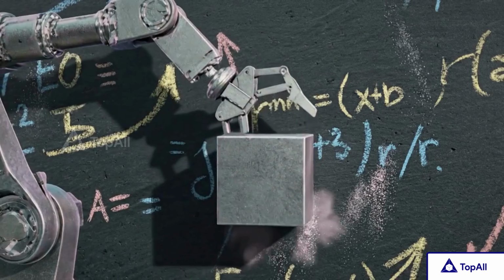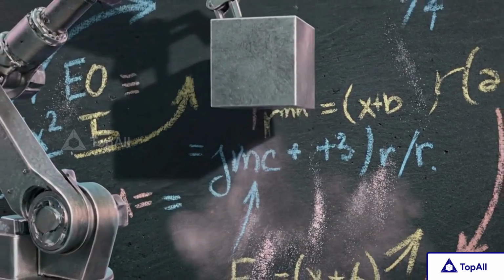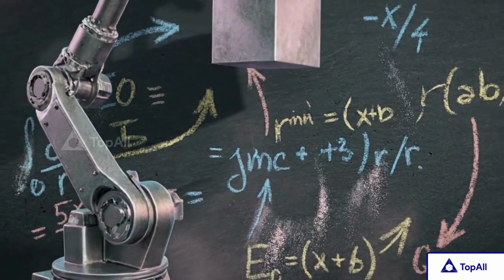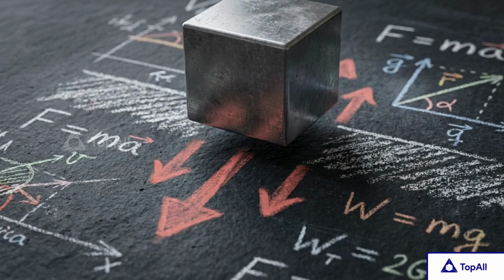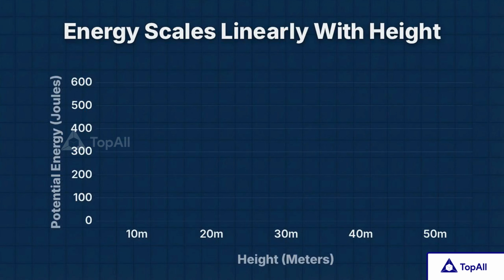Think about the physical effort it takes to lift something heavy. When you hoist a solid block straight up off the floor, you are performing mechanical work against the downward pull of Earth's gravity. This chart tracks energy in real time.